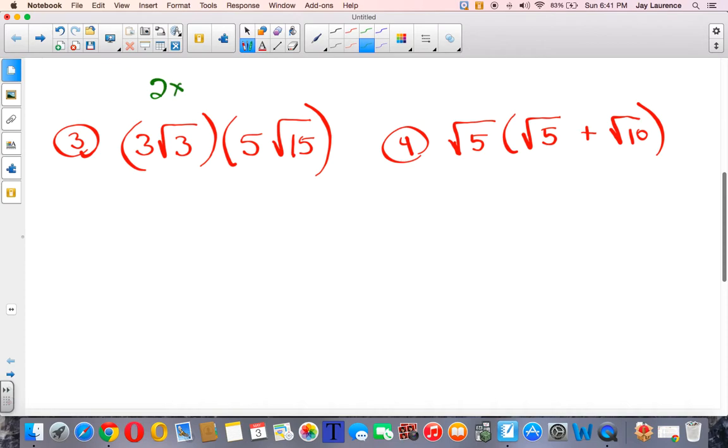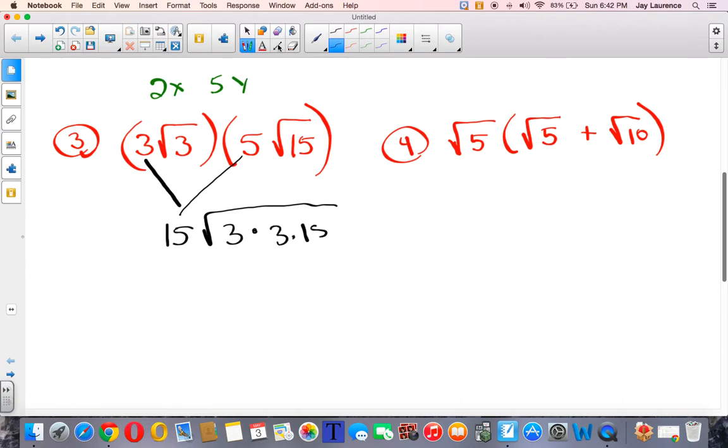So, all right, now number 3 looks a little more complex, but it's just like if we had 2x times 5y. The only problem is the product of xy we can do something with. We can simplify. So first thing I'm going to do is multiply 5 times 3 and get 15. And then under the rad, I'm going to have a 3 times a 3 times 5. In other words, a 15, right? A 3 times 5 would be a 15.